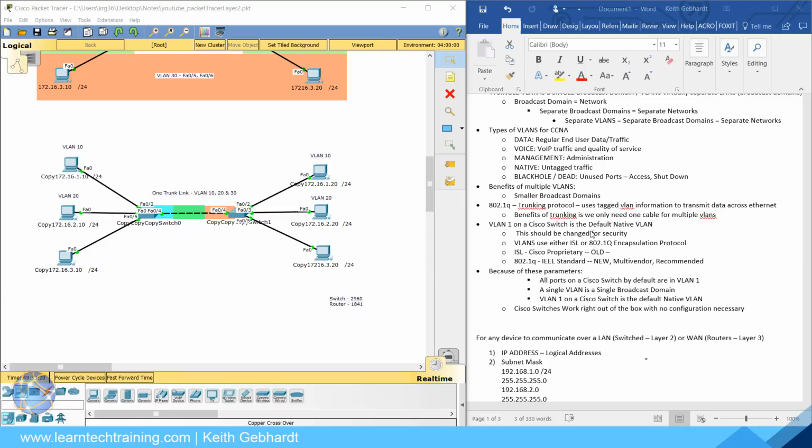So, as a recap with everything we learned, because of these parameters, all ports on a Cisco switch are by default in VLAN 1. Remember, a VLAN is essentially a broadcast domain, which is essentially the same thing as a network, okay? If you guys remember this line, you'll be golden, I promise you. A single VLAN is a single broadcast domain, and VLAN 1 on a Cisco switch is the default native VLAN. This is the reason why switches work right out of the box with no configuration necessary. That's why we have to go in and manage these.